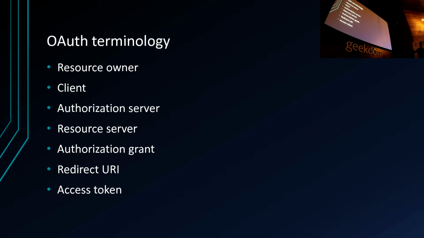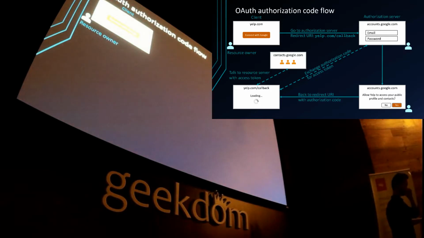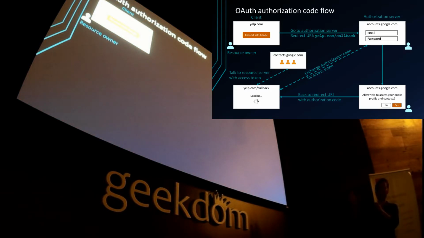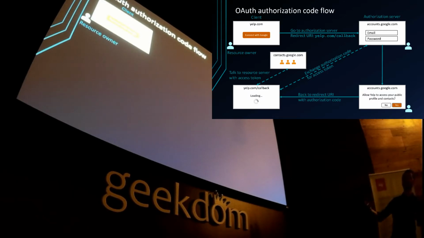I skipped one, actually, sorry. The authorization grant, I'll show you where that fits in. That's basically the proof that I said yes to that screen. But let me show you this flow again, and I'll put some of these terms in as labels, and you can see what all the pieces are.